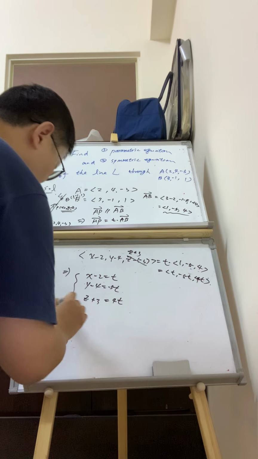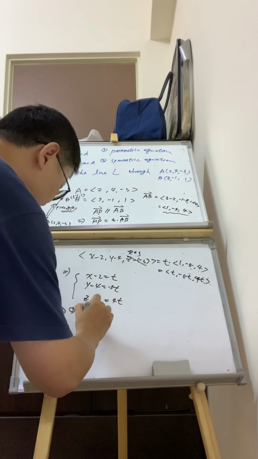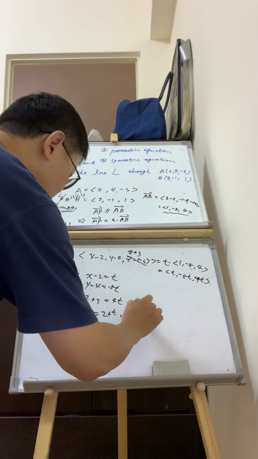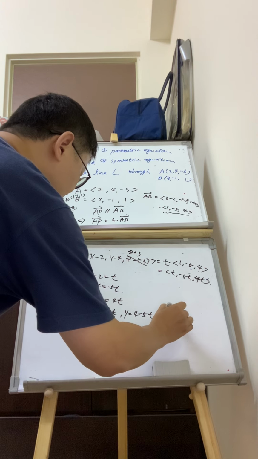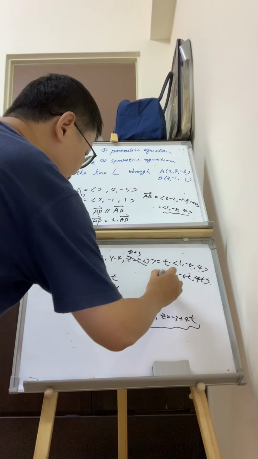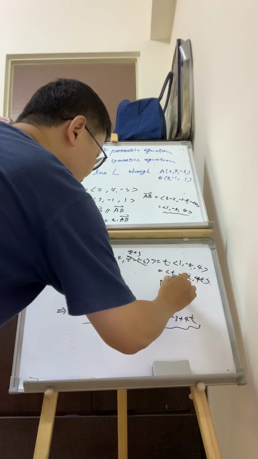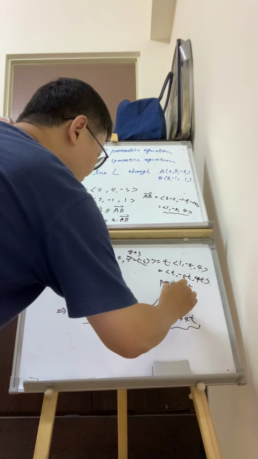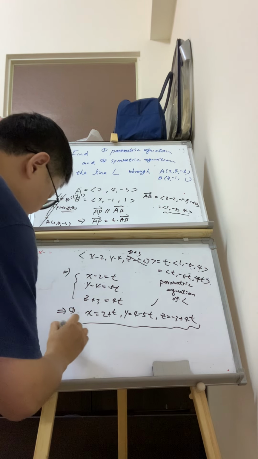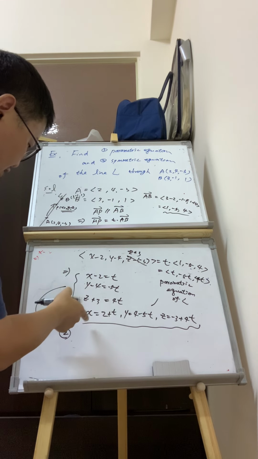Yeah, so for the parametric equation, it's exactly this one: x equals 2 plus t, y equals 4 subtract 5t, z equals negative 3 plus 4t. It's a parametric equation of L.